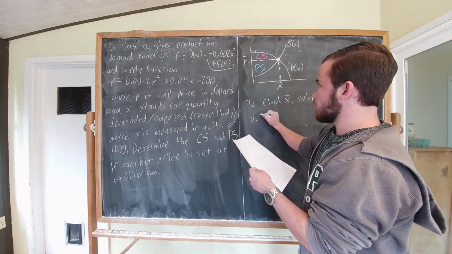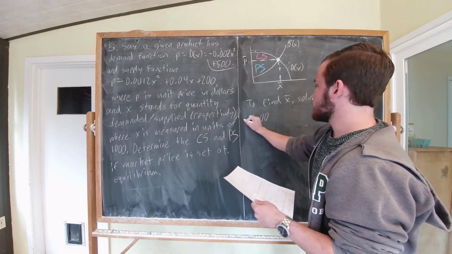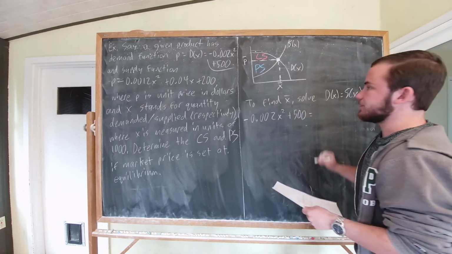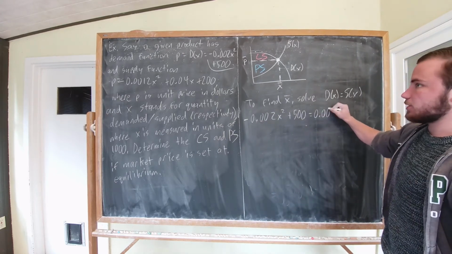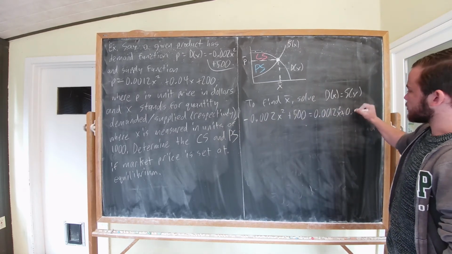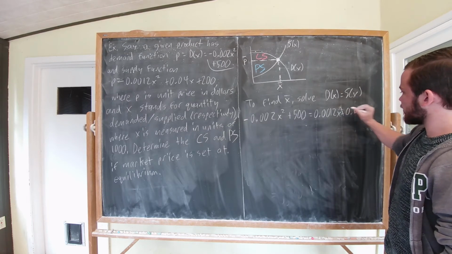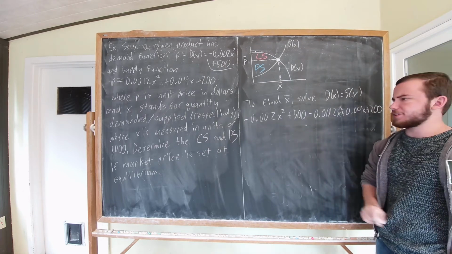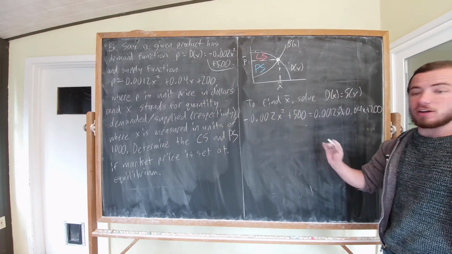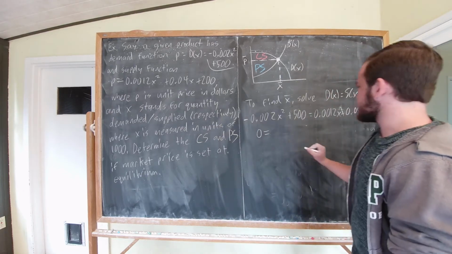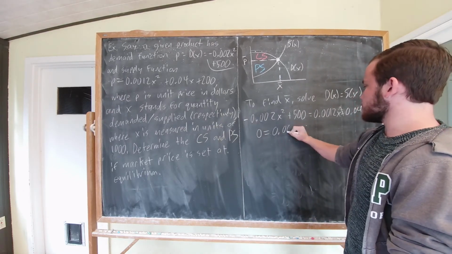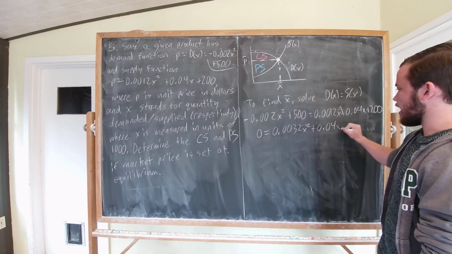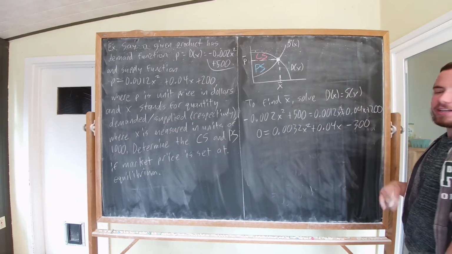So we have negative 0.002x squared plus 500, D of x, is equal to 0.0012x squared plus 0.04x plus 200. I'm just going to move everything over to that side, get it all out of the way, and you'd end up with 0 is equal to 0.0032x squared plus 0.04x minus 300. Nice, a quadratic equation.